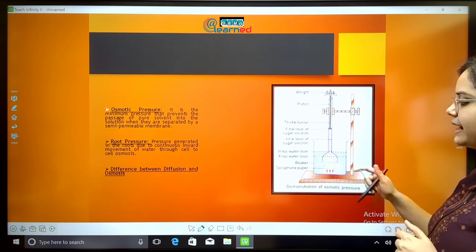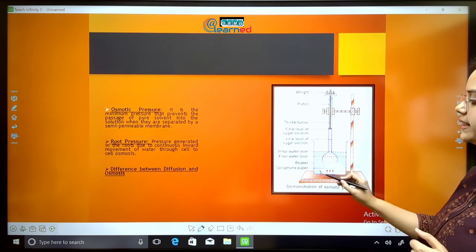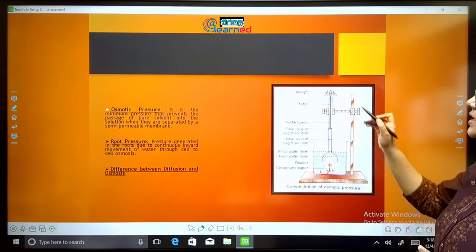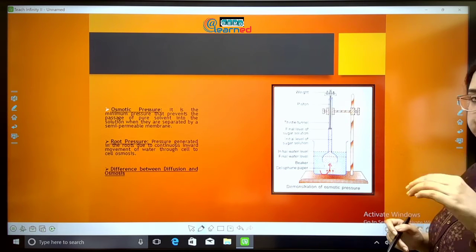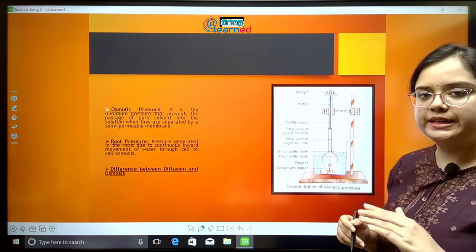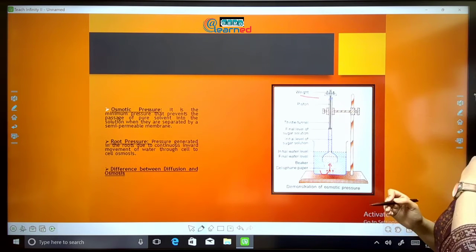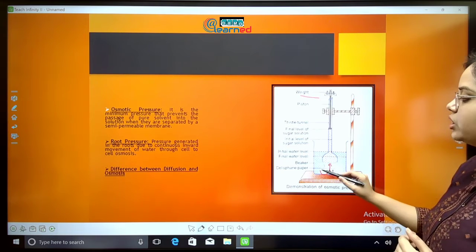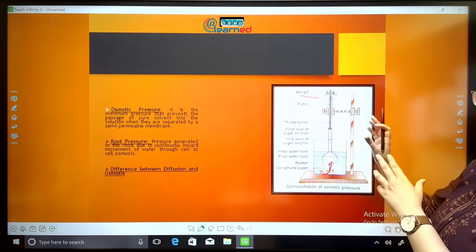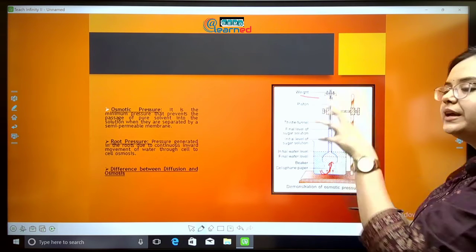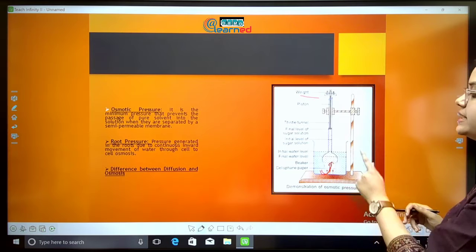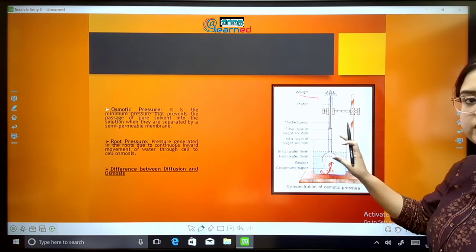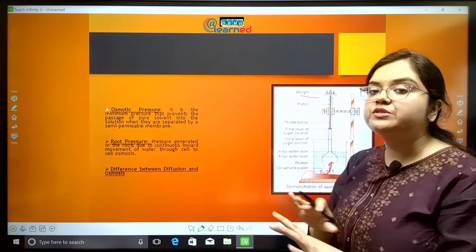Now what will happen is osmosis will start, water molecules will start entering this thistle funnel. As it enters, we will put weight on the piston. Keep on putting weight. When this weight, which is pressure, exceeds the pressure of the water molecules entering the thistle funnel, then osmosis will stop.